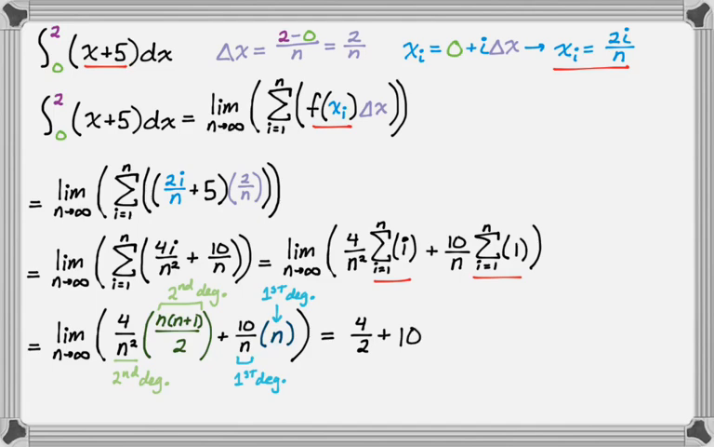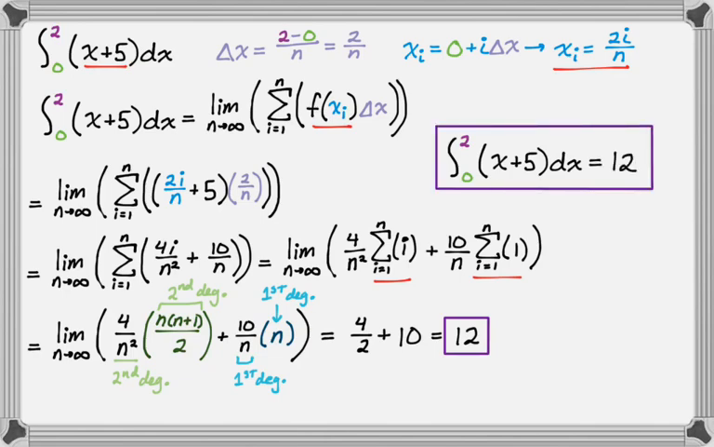So we get this, and if you add those up, you get 12. What we just figured out was that the value of the definite integral from 0 to 2 of x plus 5 is 12. Alright, so I hope you found this helpful. That's just an example of how you can run through this, and good luck.